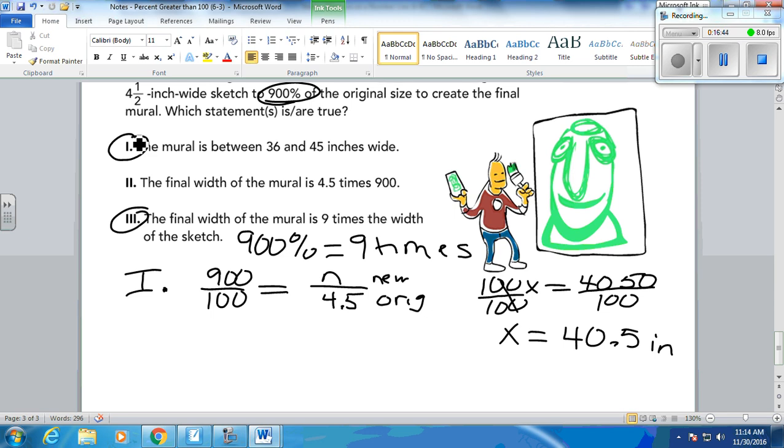And then when it goes on to say that the final width of the mural is 4.5 times 900, that doesn't make sense. I don't do 4.5 times the 900 because the 900 is technically 900%, so this is inaccurate here. So the only choices are 1 and 3.